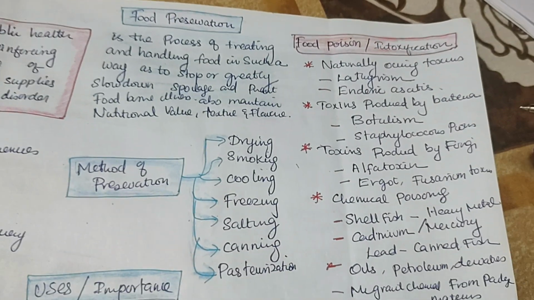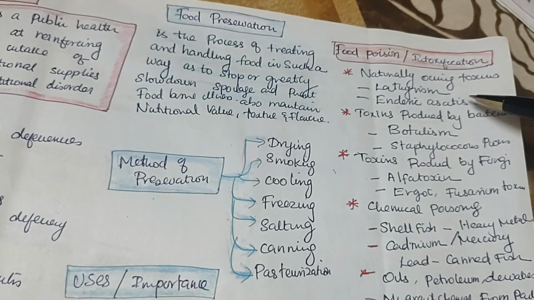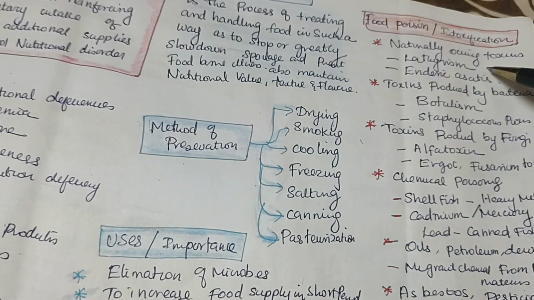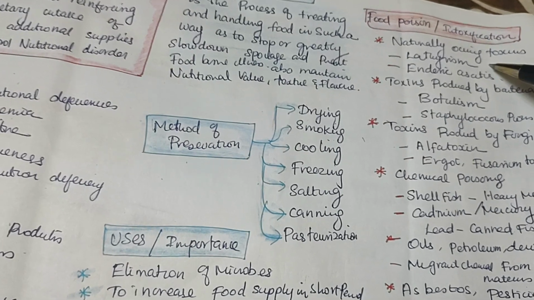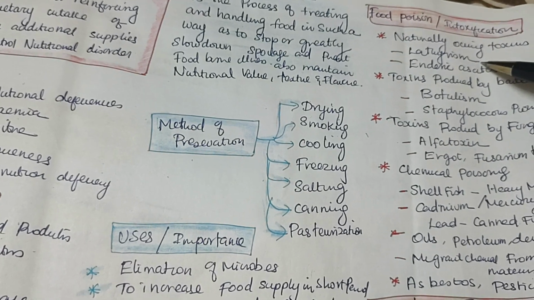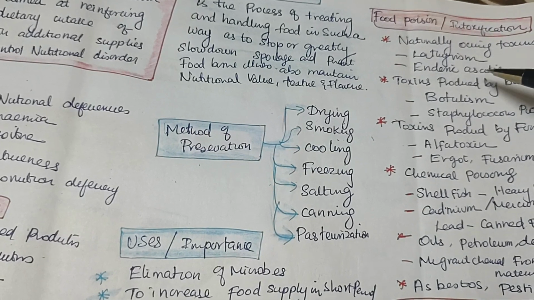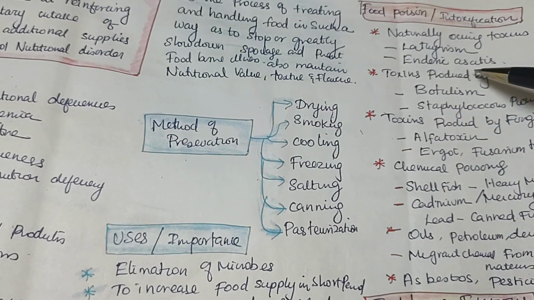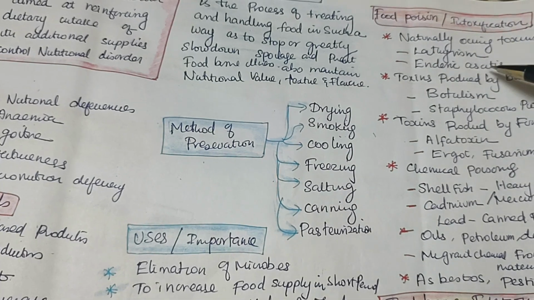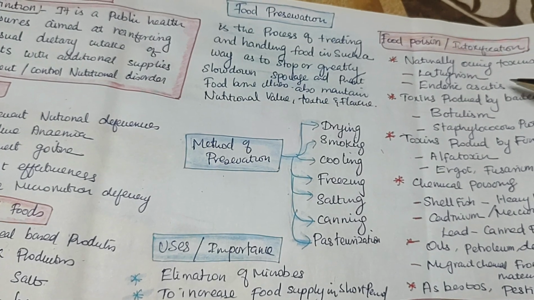Food poison or intoxication is caused by naturally occurring toxins, like lathyrism from kesari dal. Kesari dal contains beta-oxalyl-amino-alanine, a poisonous substance. How do we overcome that? The poor people get it through the ration shop, so you have to create awareness in the community. Once they get this dal, they should soak it in warm water for 15 minutes and wash it thoroughly, then use it. Otherwise you will develop endemic lathyrism and ascites also.